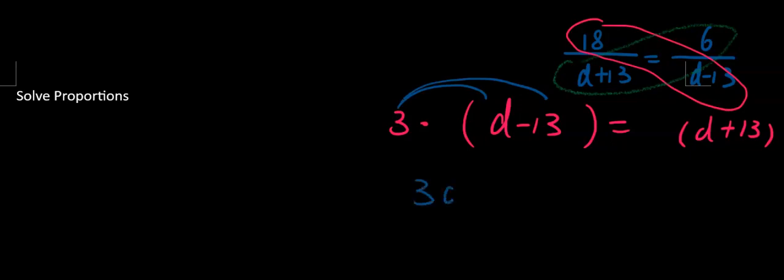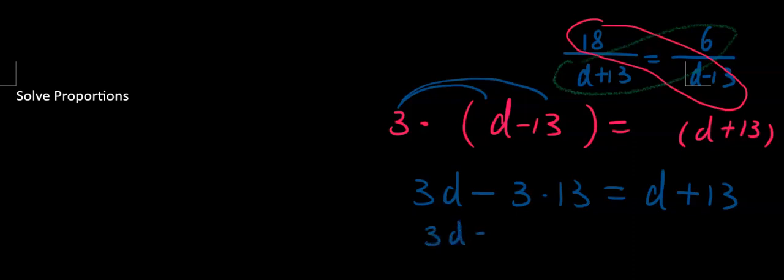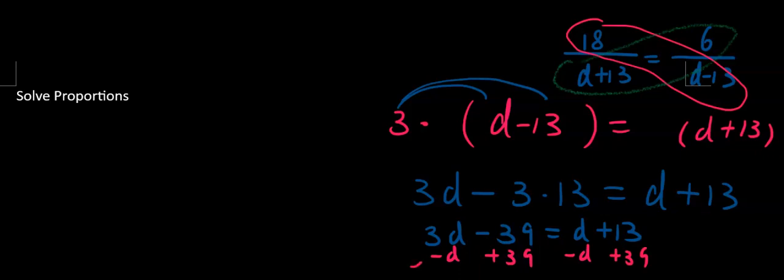Distributive. 3d minus 3 times 13 equals d plus 13. Okay? All right. 13 times 3, 3 times 13, that gives me 39. So I have 3d minus 39 equals d plus 13. I'm going to let my variable stay on the left side. So subtract d from each side. Add 39 to each side. Oh, I ran out of space. Can I move it to here?